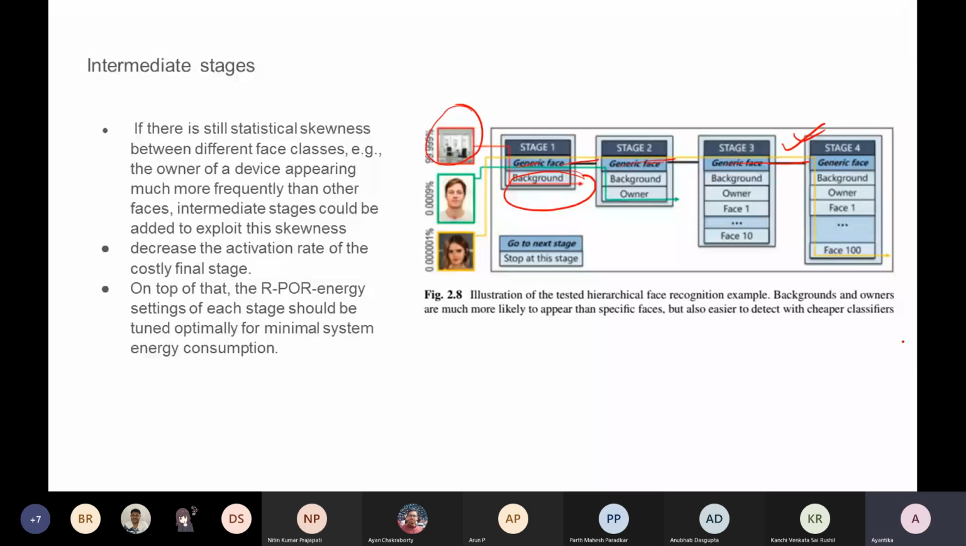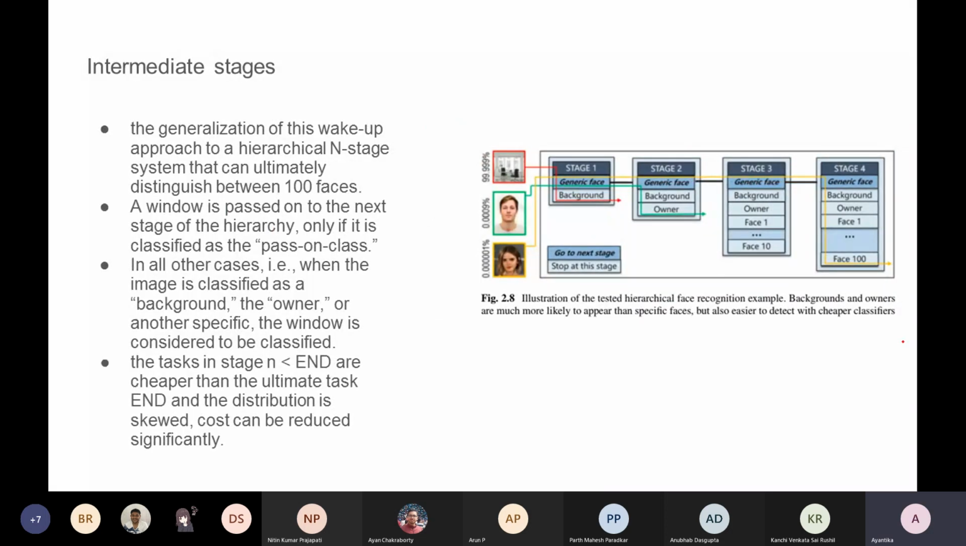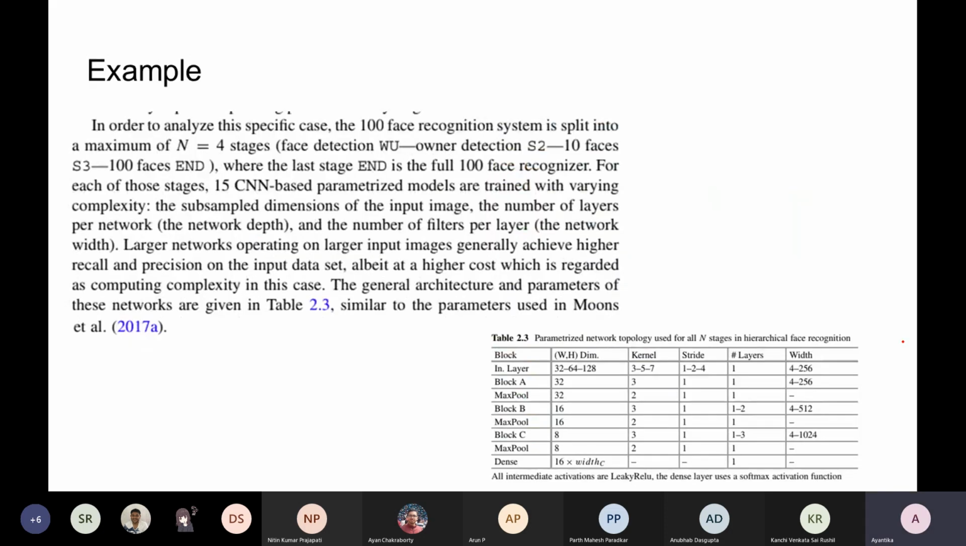Okay, so these are the stages they have shown. In the intermediate stages, it is again application specific what type of features you are identifying. In this case, in face recognition, they have chosen 4 stages. You can see here n is equal to 4 stages. The first stage is background detection, then owner detection, then 10 faces detection, and finally the other 100 faces detection. So based on your application, you can choose what the intermediate stages will be and what your wake-up concept will be.